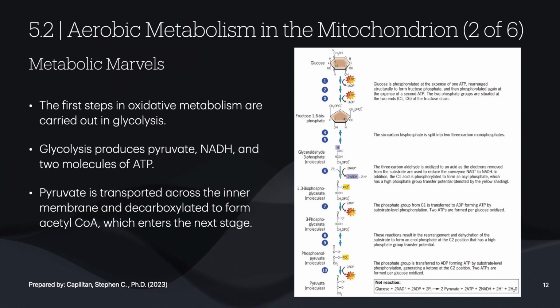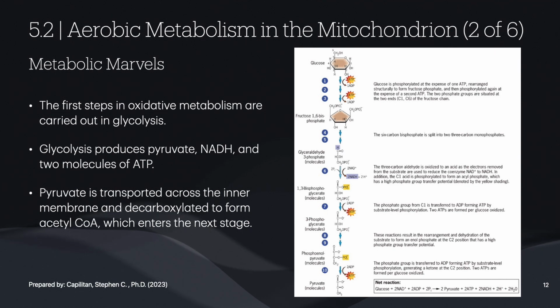The 3-carbon aldehyde showing here is oxidized to an acid as the electrons are removed from the substrate and used to reduce the coenzyme NAD+ to NADH. In addition, the C1 acid is phosphorylated to form an acyl phosphate, which has a high phosphate group transfer potential, denoted by the yellow shading. The phosphate group at C1 is transferred to ADP, forming ATP by substrate level phosphorylation. 2 ATPs are formed per glucose being oxidized.